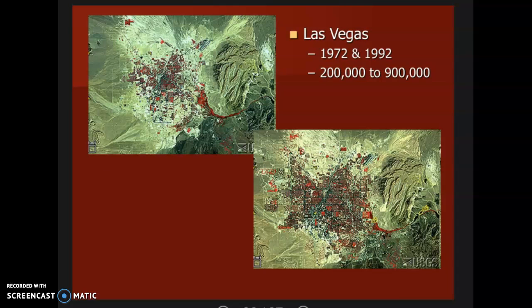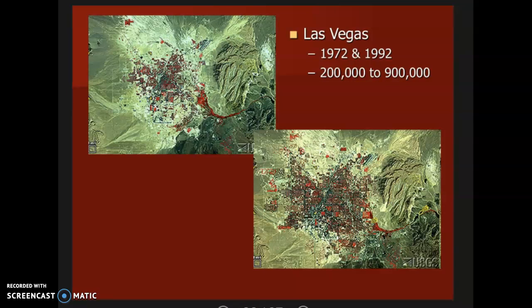Here's an example of satellite imagery, false color of Las Vegas. This is 1972, this is 1992, and in that time the population changed from 200,000 to 900,000, and that's very clearly seen with all of this urban development that expanded outward from the center.